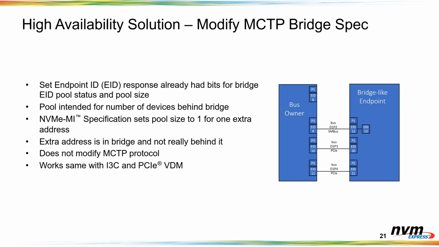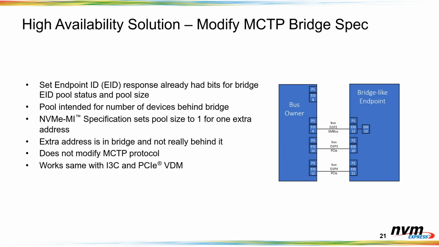So MCTP already defined a method for bridges to have more than one endpoint. So what a bridge, don't have a good picture here for that, but a bridge would take one upstream path and fan it out to a bunch of downstream devices. When the bus owner, in this case it's the BMC, would send a set EID, so basically it's configuring, enumerating the bridge and gives it an EID address. So if we look at the first bus between those two blue blocks is the D1P1 or D1P2. That one is assigning endpoint ID 12 to that bridge-like device.